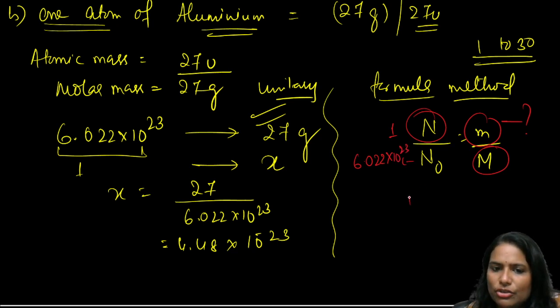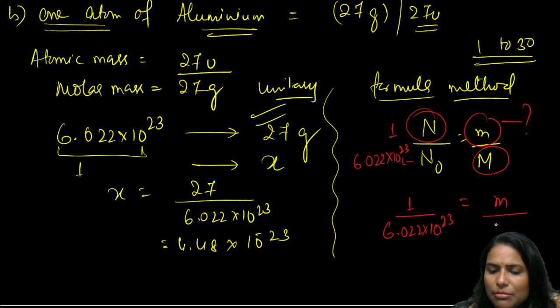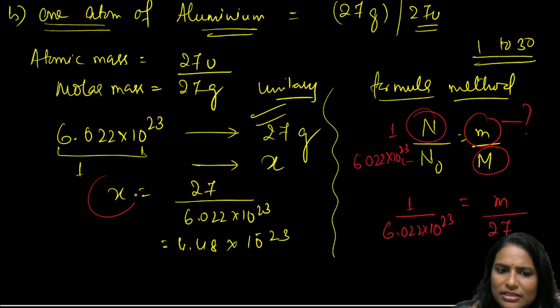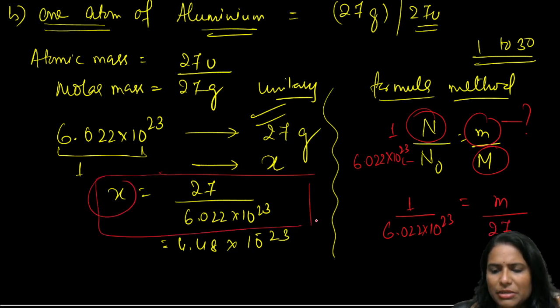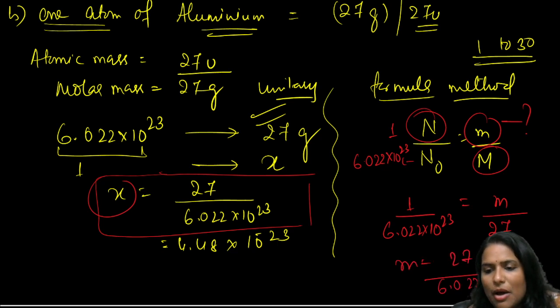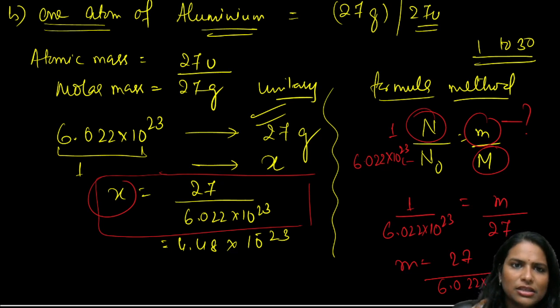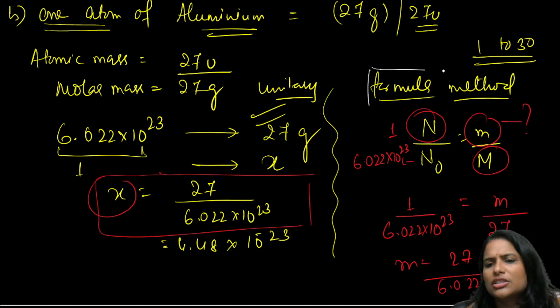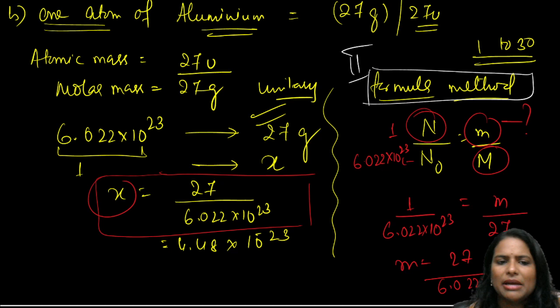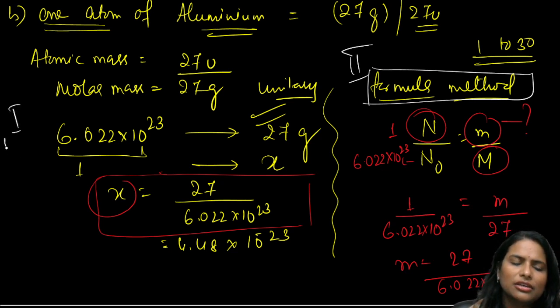So we can put the values. 1 upon 6.022 into 10 to the power 23 equals small m upon capital M, which is 27. So again you will get the same result in this method also. Small m equals 27 by 6.022 into 10 to the power 23. This is the formula method, the second step, and this one is the first method, that is, the unitary method without the use of the formula.